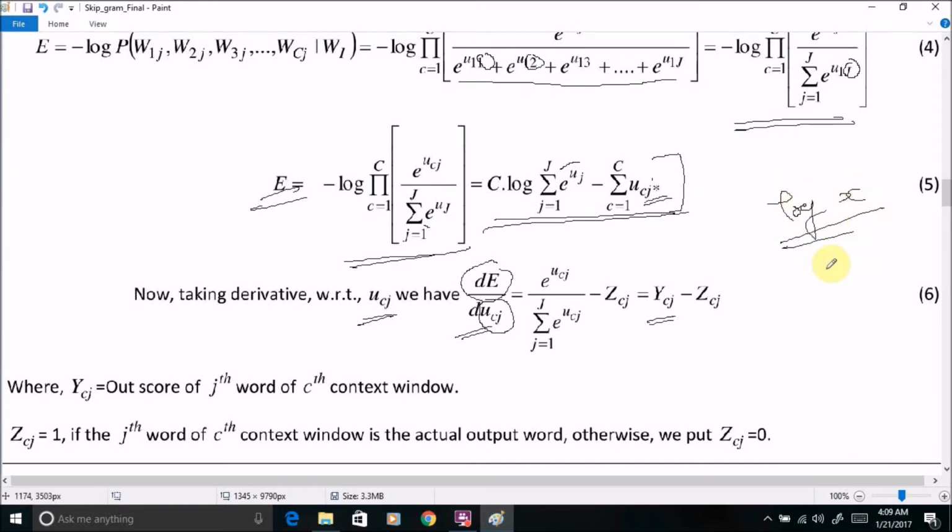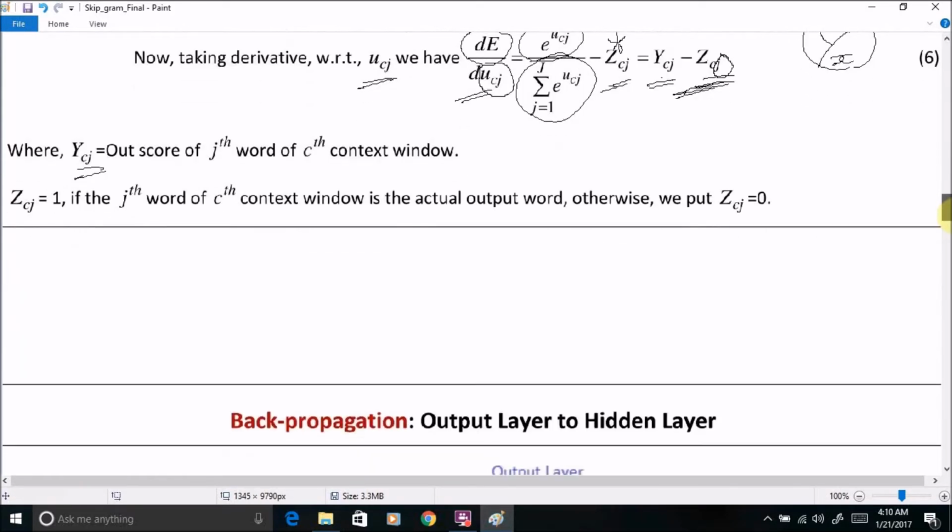The derivative of log x is 1 by x. So if in place of x we have some other variables attached, then we can simplify like this part, and the derivative of this part will be represented as this. Here YCJ is the output score of the jth word in the cth context window, and TCJ is equal to 1 if the jth word in the cth context window is the actual output word. Otherwise we take TCJ as 0. So this is the initial derivation.